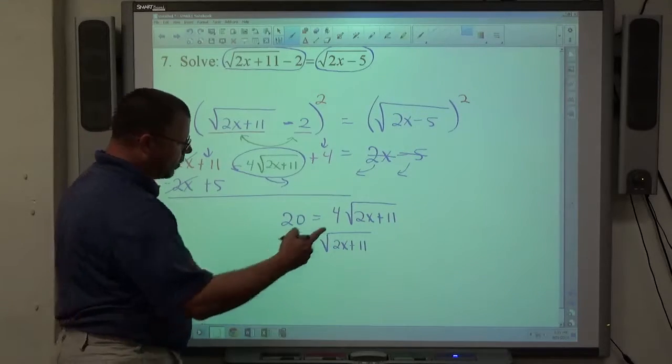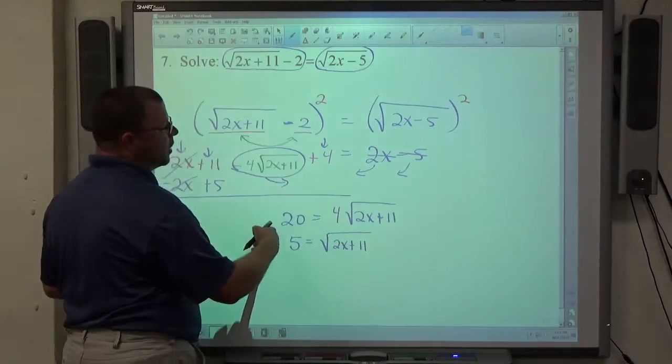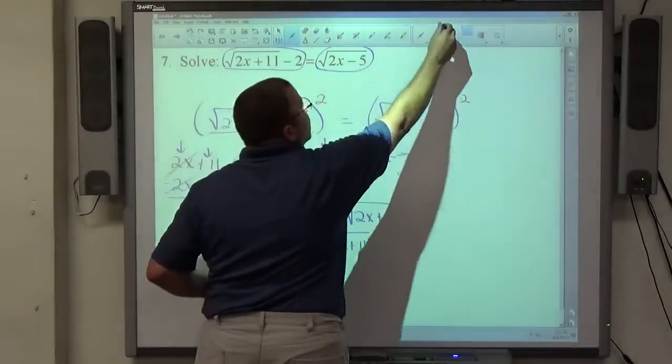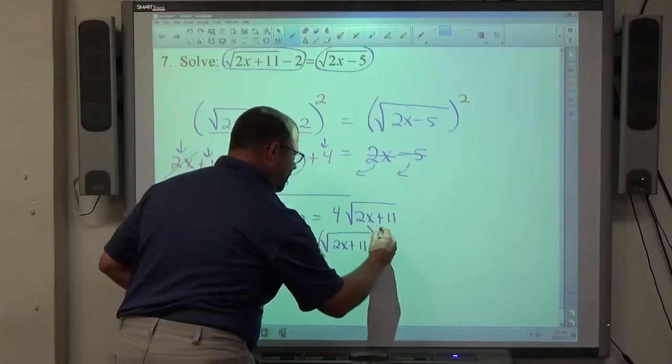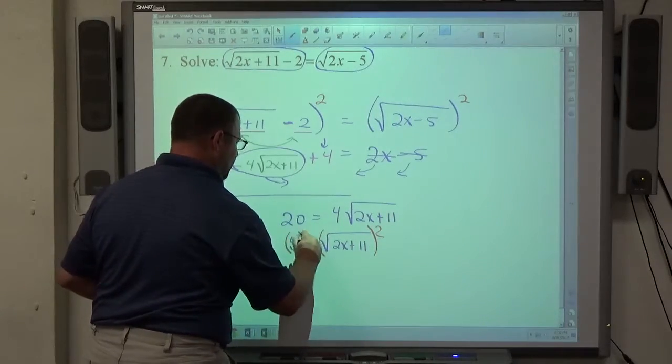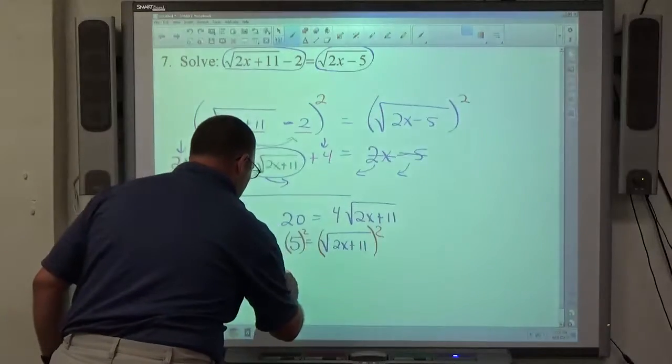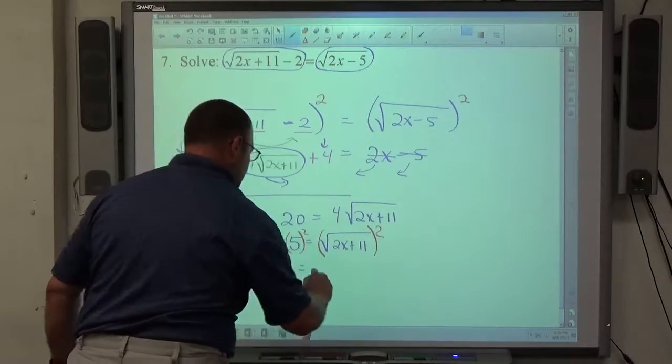Once again, I'm at a point here where the square root equals a number, just like I was here. Square root equals stuff, square root equals stuff. So I'm going to square the right-hand side to get rid of the radical. The consequence is I square the left-hand side. And that gets me to 25 on the left is equal to 2x plus 11 on the right.